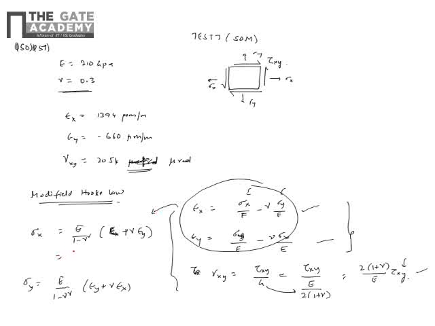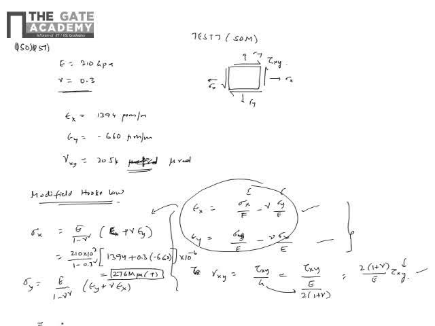So now it's just a matter of substitution. 210 GPa is 210 into 10 power 3, because I'll substitute in MPa, divided by 1 minus 0.3 whole square. Epsilon x is 1394 plus nu, which is 0.3, times epsilon y, which is minus 660, and this is micrometer, so 10 power minus 6. This value comes out to be 276 MPa, positive, so it's tensile.